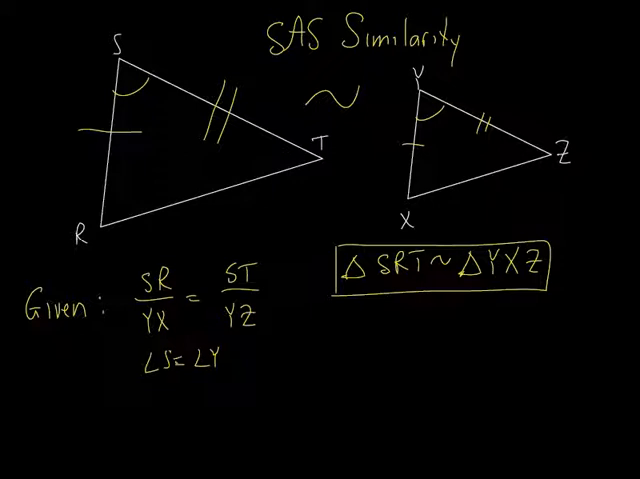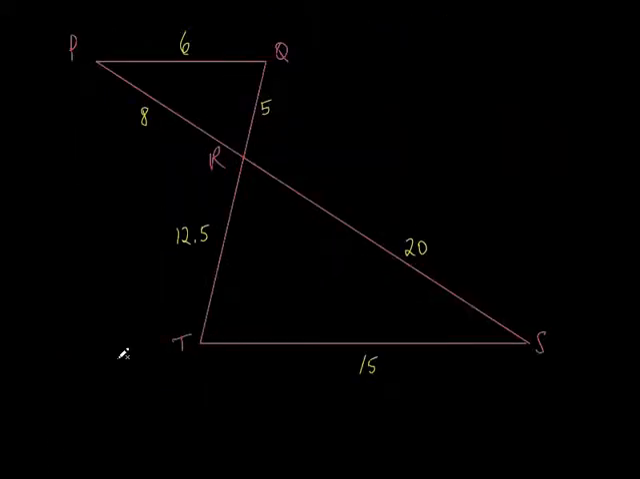Okay, now we'll do the examples. We're going to do two examples. This is the first one. What they ask you to do here is to determine whether these two triangles are similar, and if so, write a similarity statement. So here are the two triangles they're talking about. They're talking about this little triangle right here and this big triangle right here, and you have to determine, are they similar to each other?